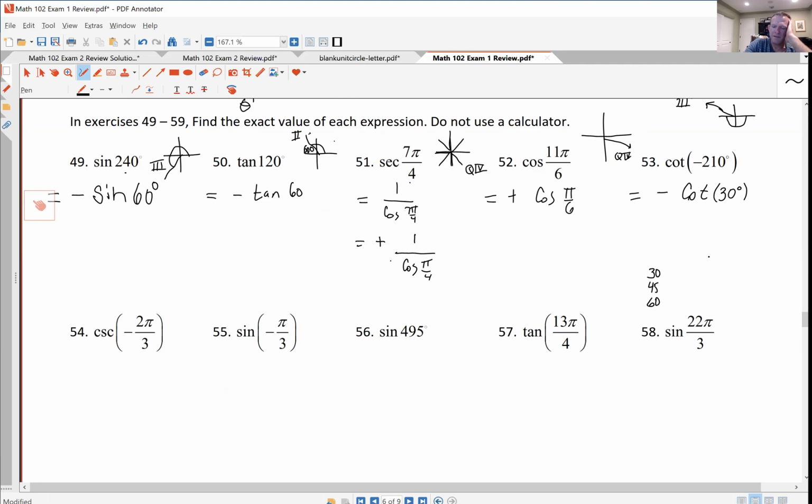30, 45, 60. The sine of that angle is 1/2. The sine of 45 is root 2 over 2. And the sine of 60 is root 3 over 2. The cosine flips and goes the other way and gives us root 3 over 2, root 2 over 2, and 1/2. And then from that, I use that the tangent is sine over cosine.